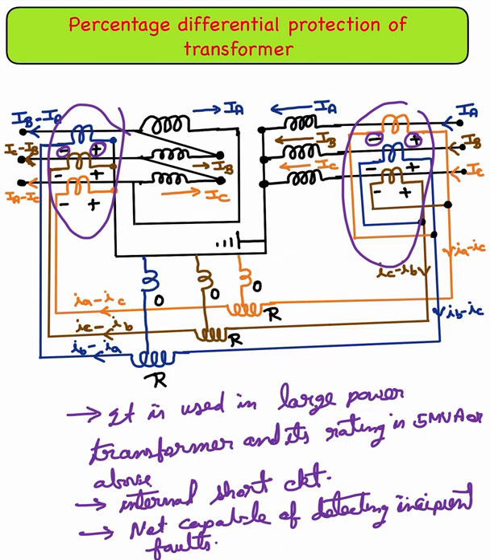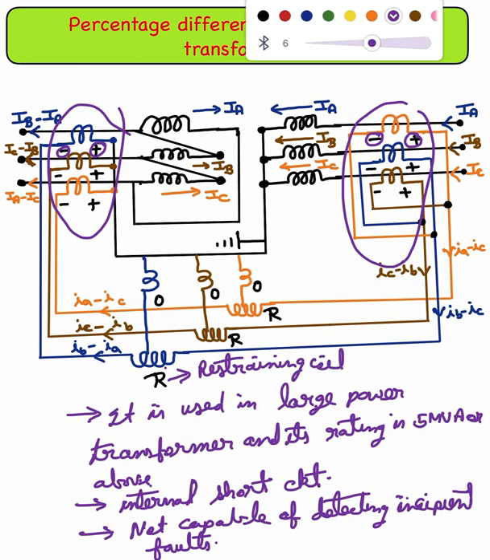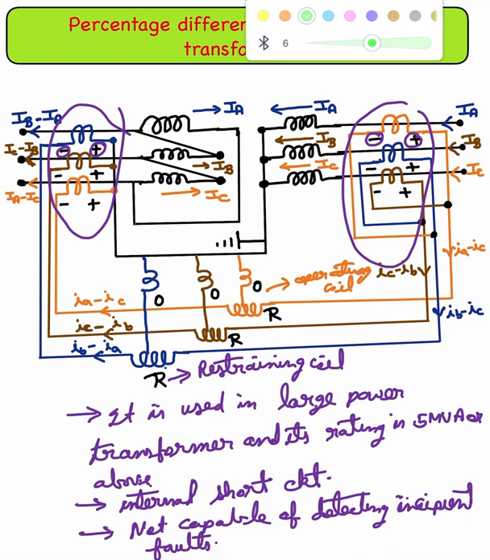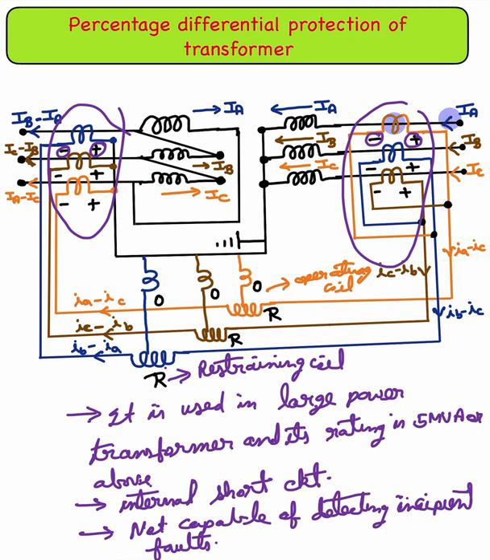In this figure, R is the notation for the restraining coil, and O represents the operating coil. So this is the operating and restraining coil. The currents IA, IB and IC are flowing.